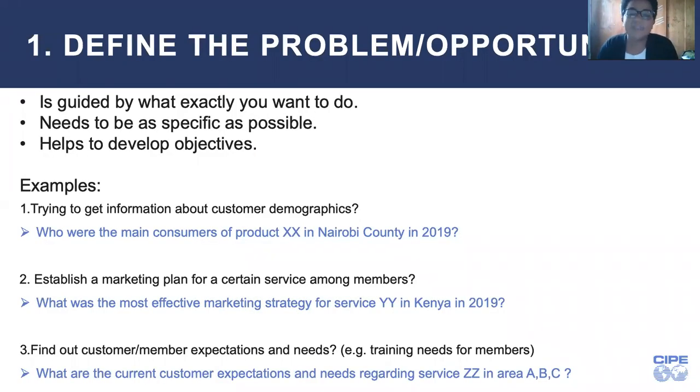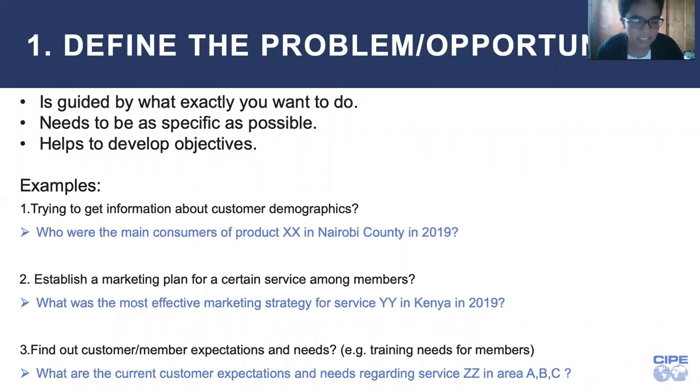So what do we mean by defining a problem or an opportunity? You basically want to understand what it is that you want to do. Do you want to understand your employee behavior? Do you want to understand the response to a specific product, or how the market is behaving? You need to be as specific as possible. One challenge that people have is they have very big ideas, but how to tackle them is an issue. So when you have a problem, you need to define it properly, write it down, and then break it down into simple objectives that are measurable.